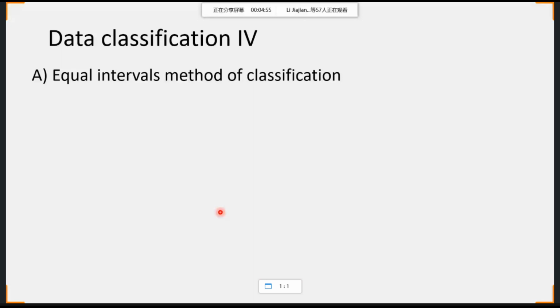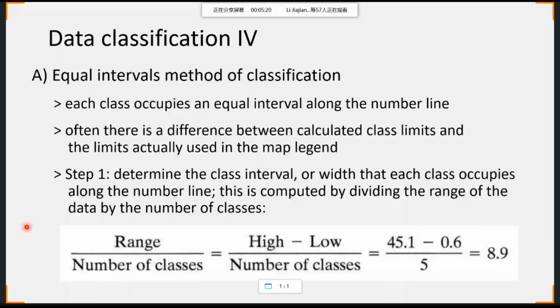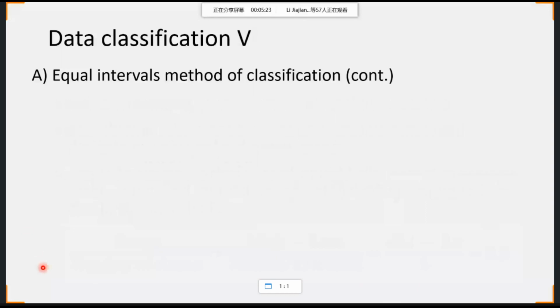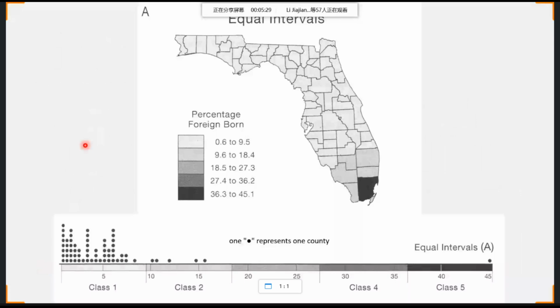The equal intervals method of classification is maybe the simplest method available. It's just that each class occupies an equal interval along the number line. So here are the basic steps. It's simple to compute these numbers. And we stopped the last time after the map.